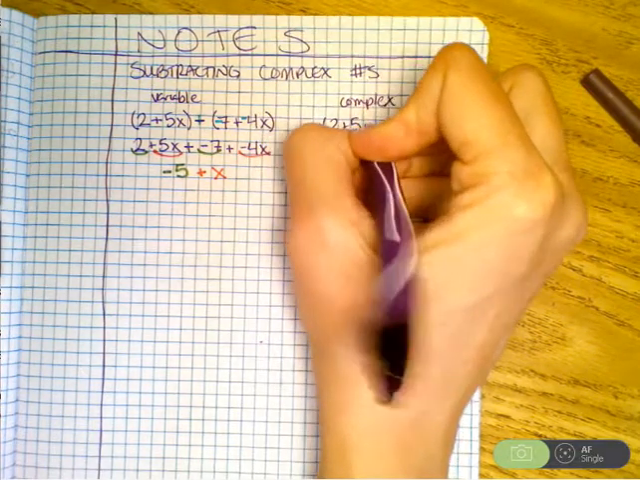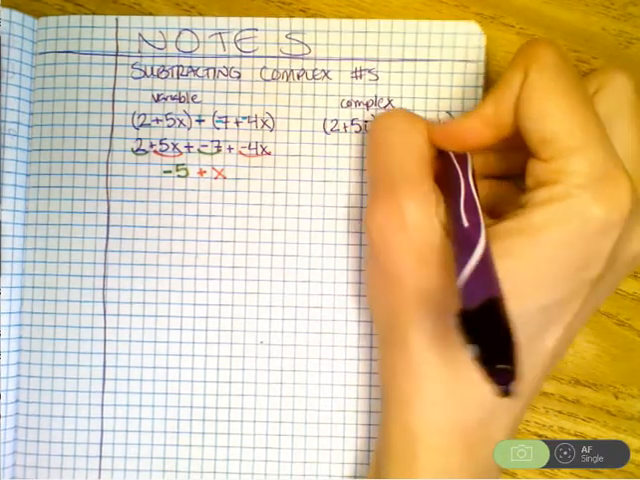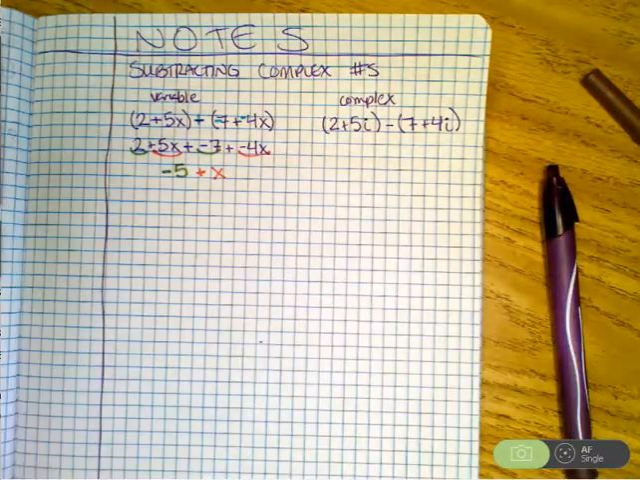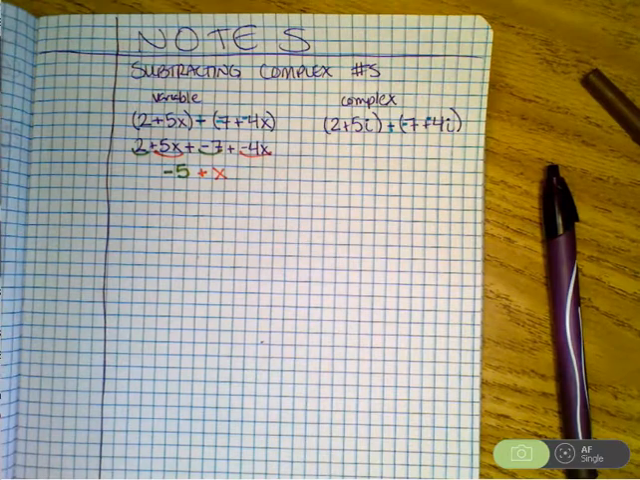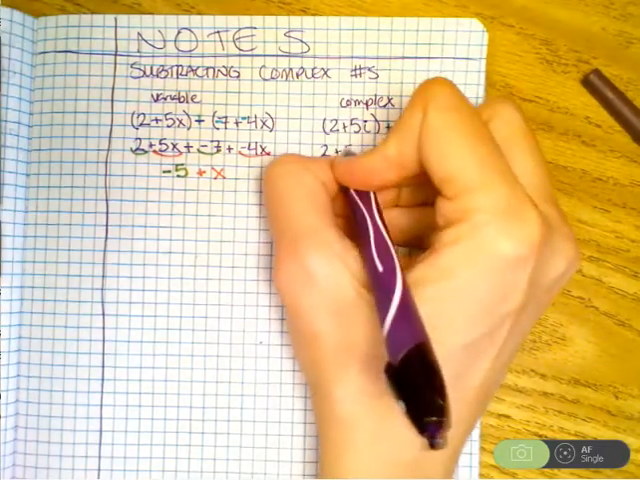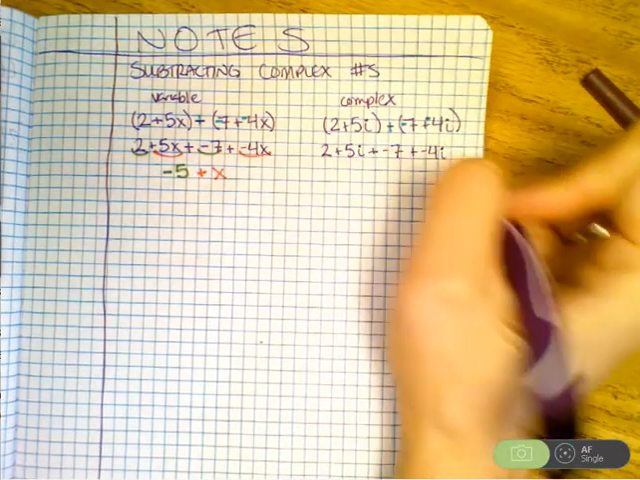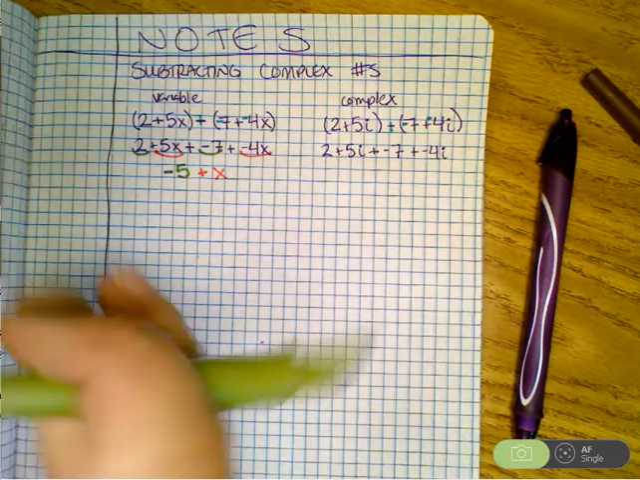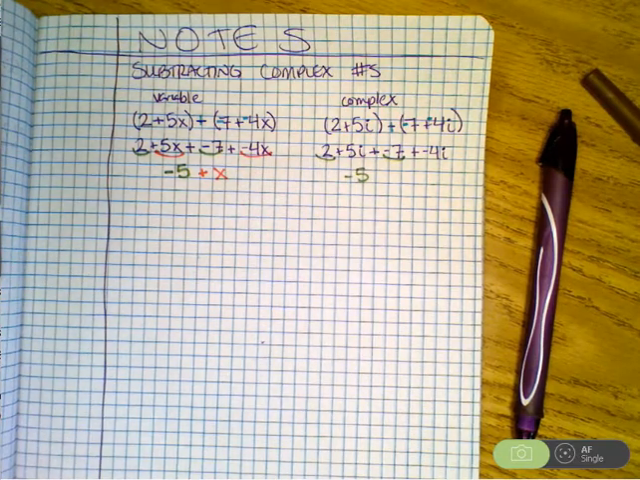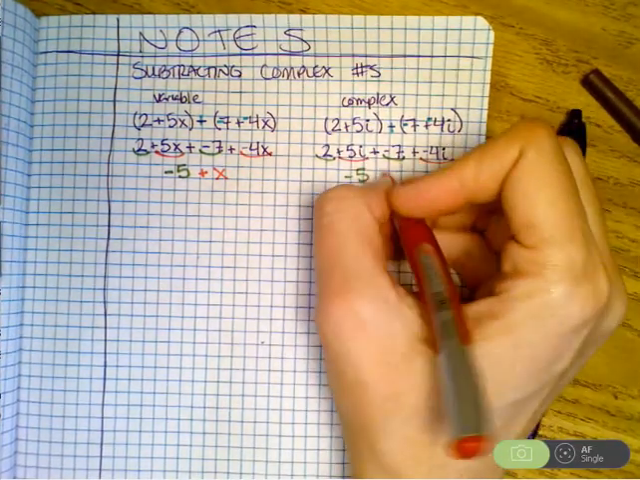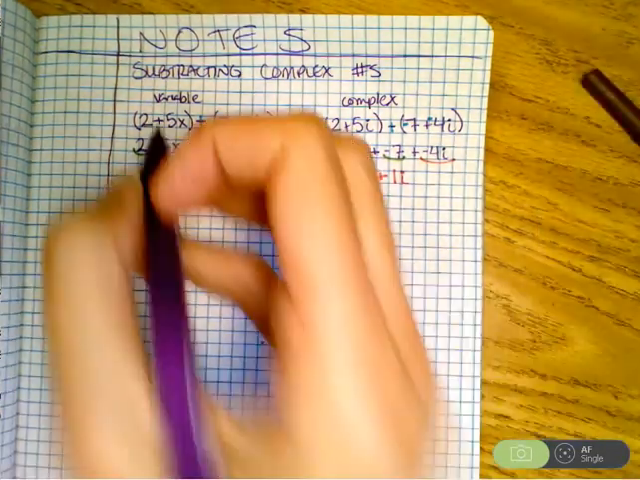So looking at how that works with complex numbers, we can use the same exact values. 2 plus 5i, so we have a complex number, minus (7 plus 4i). We're going to start the same way when we have complex numbers, so we change subtraction to addition and switch the signs of everything inside. So we get 2 plus 5i plus negative 7 plus negative 4i. And then we look for real parts and imaginary parts. Real, negative 5. Imaginary, 1i, or just i.